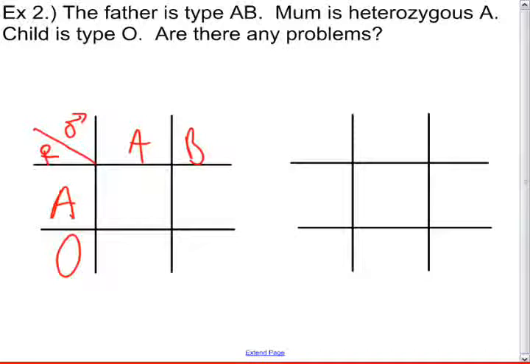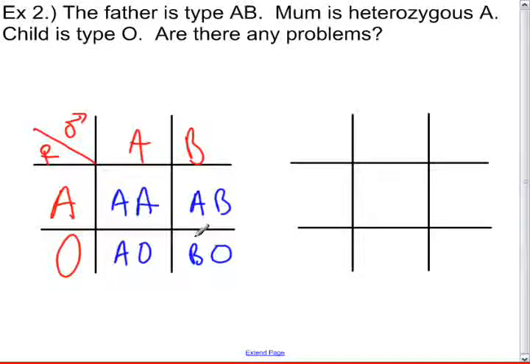Unpause when you're ready. Okay, in this example, the father is type AB, and the mum is heterozygous A, which means that she has both the A and the O allele. The children will then be as follows. Of these 4 possibilities, notice we didn't need the other Punnett square because both of the parents were fixed.